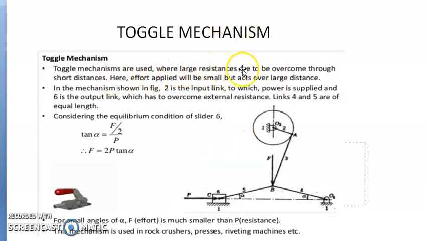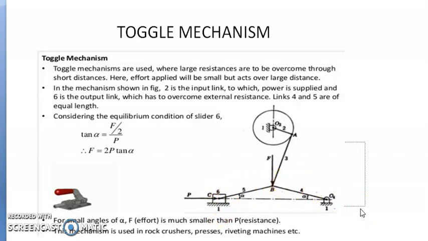Toggle mechanisms are used when large resistances are to be overcome through short distances. Here the effort applied will be small, but it will act over large distances. In the figure, 2 is the input link to which power is supplied and 6 is the output link which has to overcome the external resistance. The links 4 and 5 are of equal length.